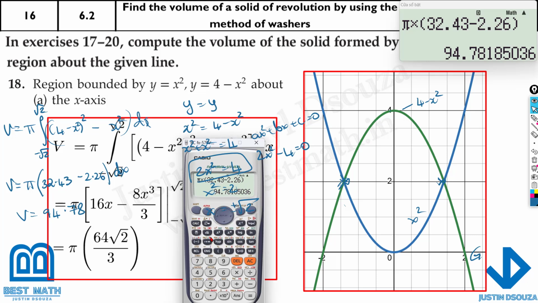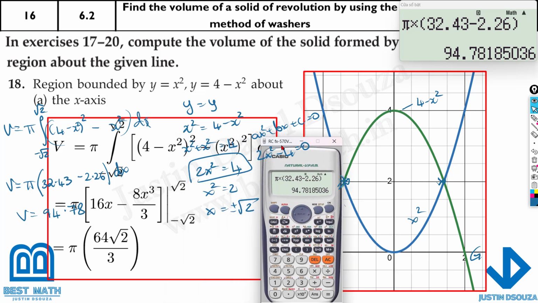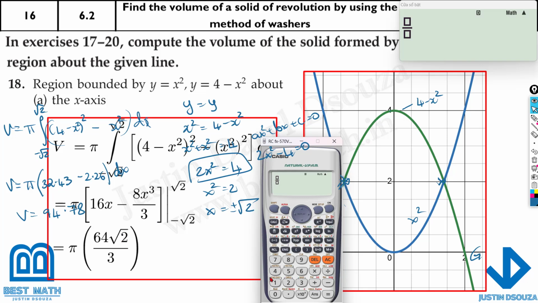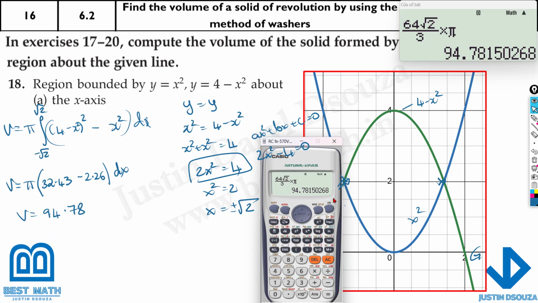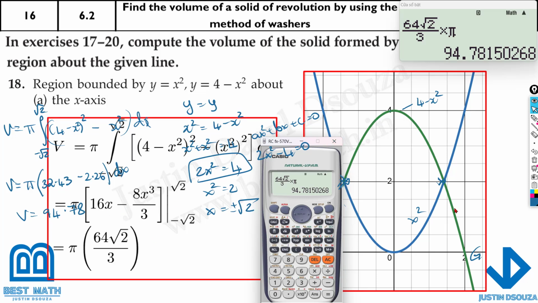It's 64 root 2 over 3. If you solve this out, 64 root 2 divided by 3 and press the S-D button, you're going to get the same thing. Okay, I forgot to write pi. It's 30.17. Let me multiply by pi. So the answer is 94.78 itself. So it's more than enough. And whenever they are correcting, they will take the numerical value and this. So anything you write is fine. If you write this value or like this, it's up to you.